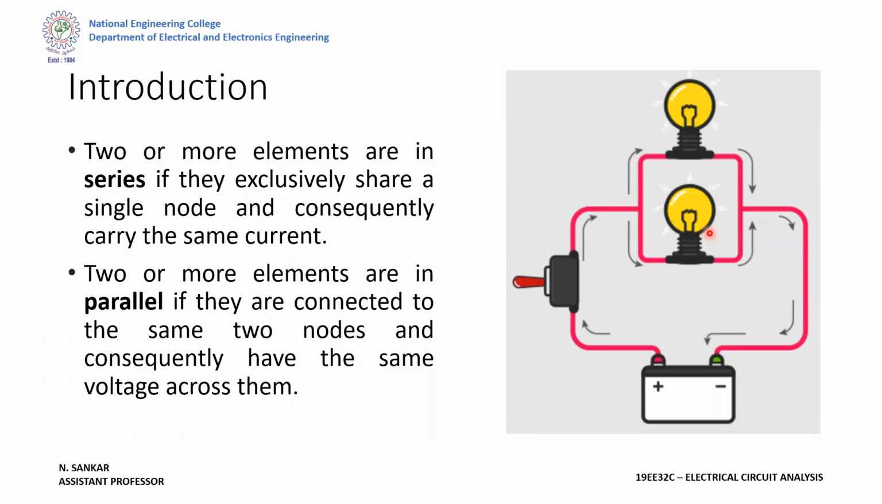In case of parallel, this is a parallel connection. Here you can simply say the starting terminal and the ending terminal are the same for both lamps. This is the starting node and this is the ending node, and it is the same for this lamp and this lamp. Whenever the starting and ending nodes are the same, and the voltage drop across this lamp is equal to the voltage drop across this lamp, then it should be considered a parallel connection.